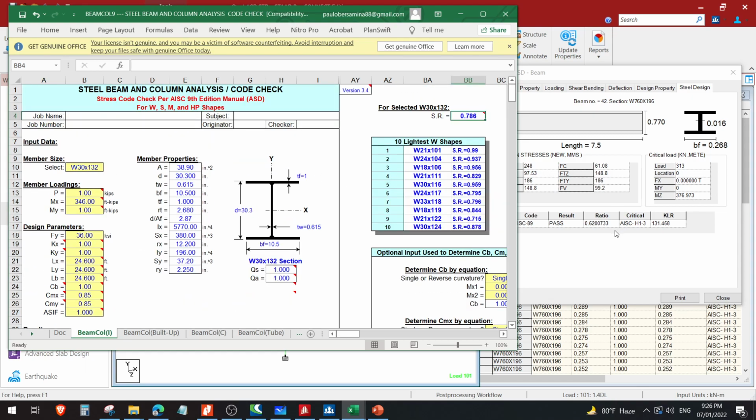Okay, versus sa STAAD na 0.62. Okay, let's see kung may na-miss pa ba tayo. So, 27.5. Okay, so which is pretty close naman. 0.62 versus 0.786. No? Okay, what do we miss here? 376. 377.